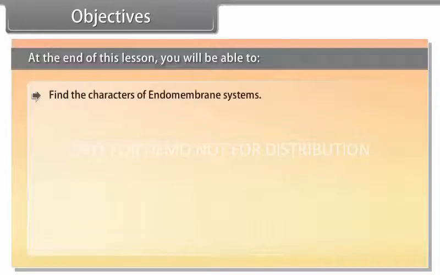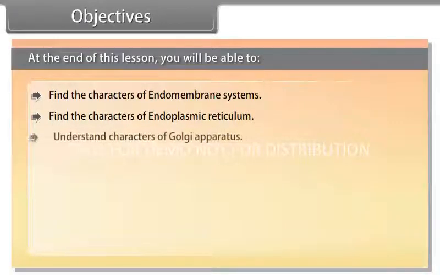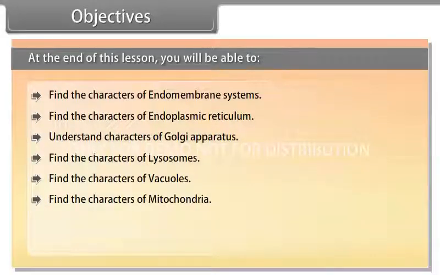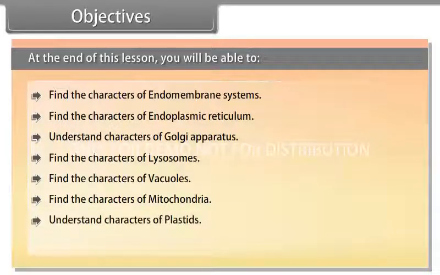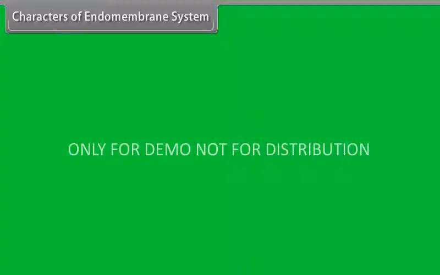Objectives. At the end of this lesson, you'll be able to find the characters of endomembrane systems, find the characters of endoplasmic reticulum, understand characters of Golgi apparatus, find the characters of lysosomes, find the characters of vacuoles, find the characters of mitochondria, understand characters of plastids, and find the characters of ribosomes.